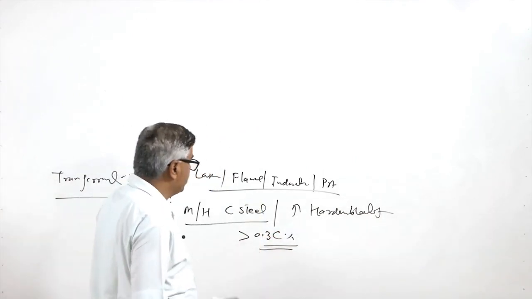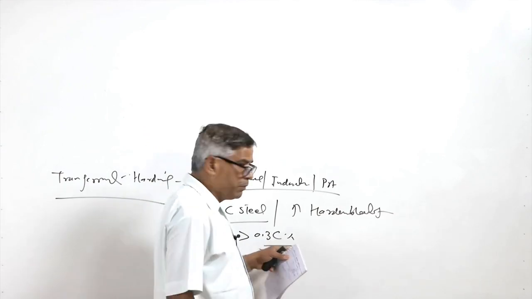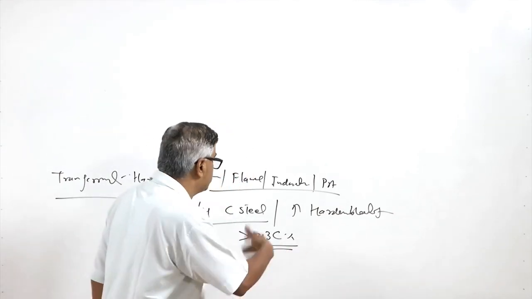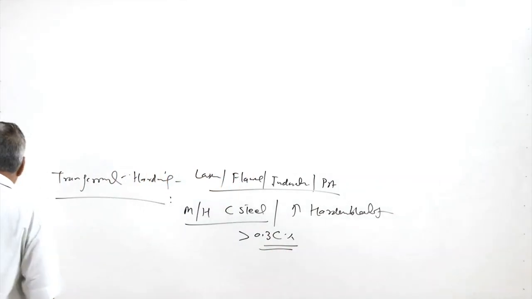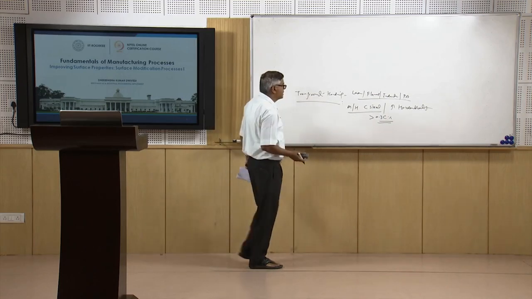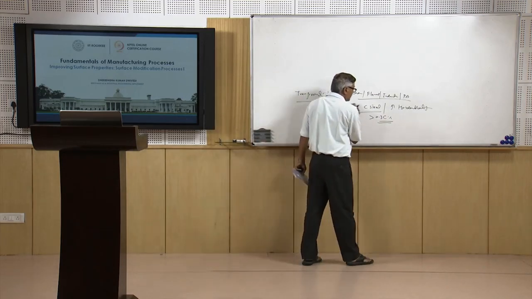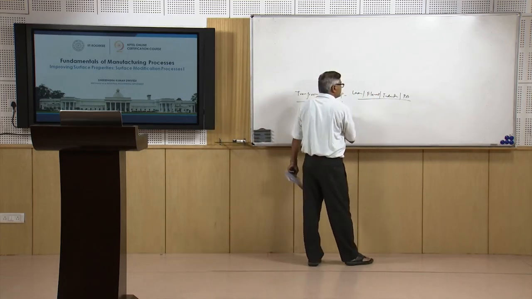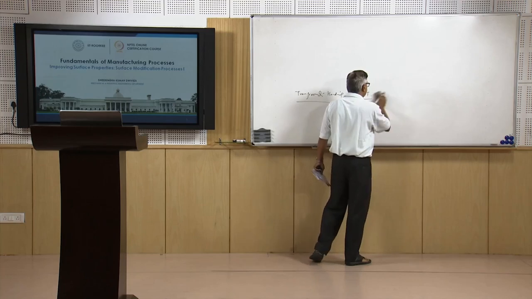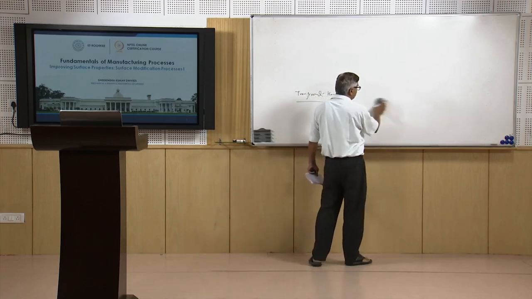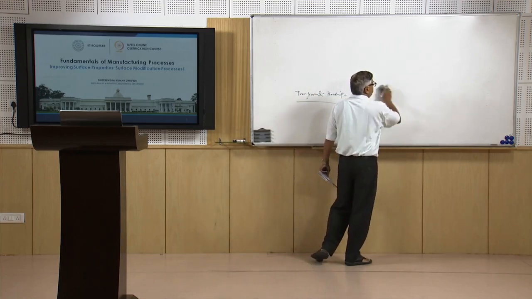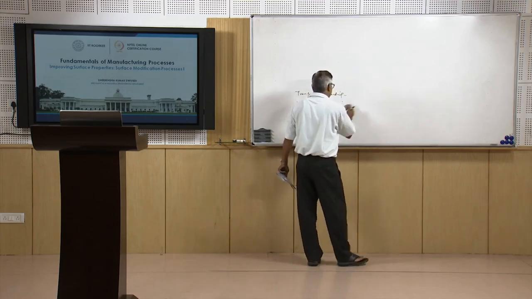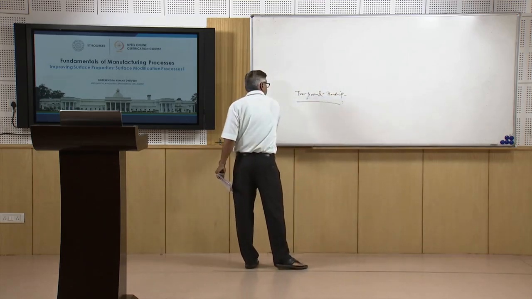Why is it so? Because if the carbon steel has more than 0.3% carbon, then it will show good hardenability and increased tendency for martensitic transformation, so that the required hardening can be achieved. The only difference is in the source of the heat. The source of the heat may be laser, flame, plasma arc, or induction of current.